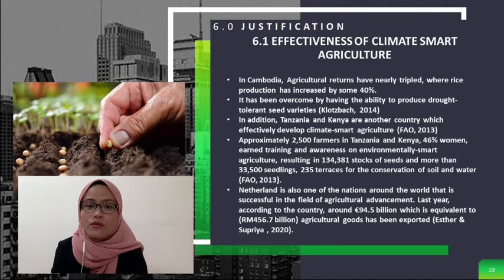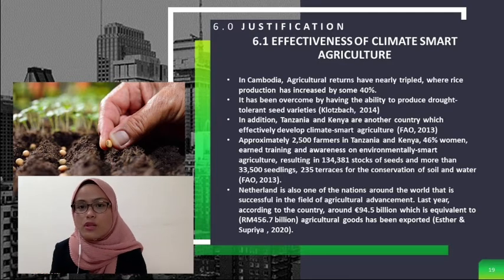From the outcome of this agriculture they have made, they have gotten triple returns, where the rice production increased about 40%. The practice that they use is seed varieties which are immune to climate change, droughts and floods. The seed innovation has successfully helped their country resolve the problem of climate change while increasing production of rice. Other countries that we can see are Tanzania and Kenya.